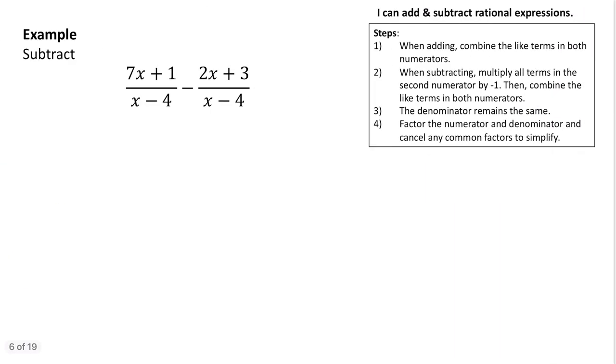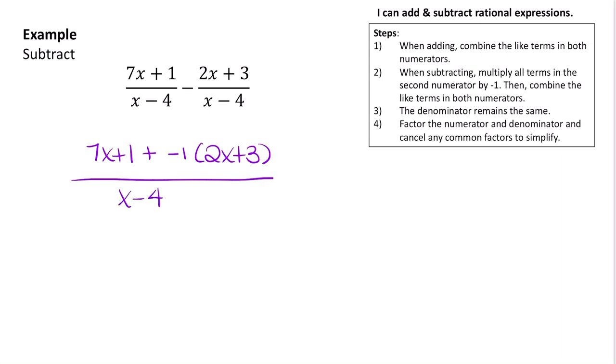So now let's try this example. Here we're subtracting. Once again, we have a common denominator, so let's go ahead and subtract. When I subtract, it's going to look like this. I'm going to combine the numerators, but I'm going to switch that subtraction to an addition, and then add the opposite. So basically, I'm going to take that second numerator and multiply every term by -1, just like what we did when we were subtracting polynomials. This -1, when it distributes, is just going to switch the signs on all the terms in the second numerator. So I have 7x plus 1, and then it's going to be minus 2x minus 3. And that's going to stay over the common denominator, which is x minus 4.